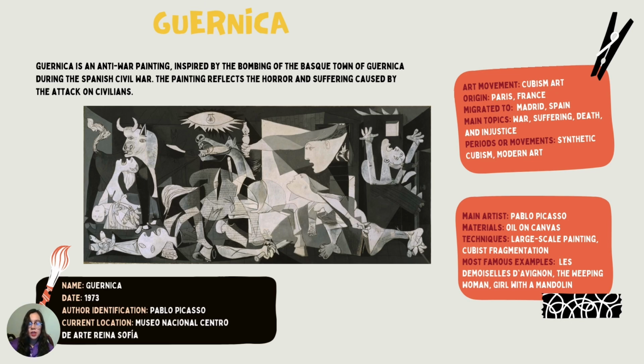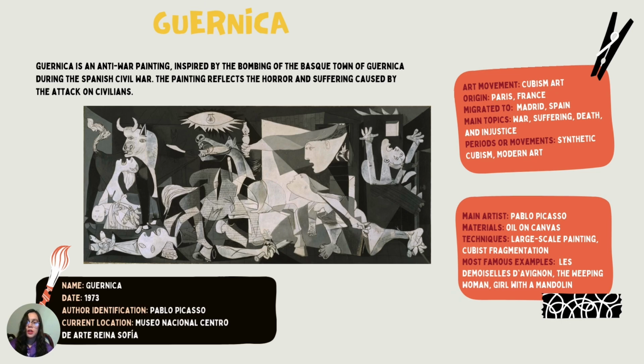And as you can see, its name is Guernica. It was created in 1937 by Pablo Picasso. Right now, we can find it in el Museo Nacional Centro de Arte Reina Sofía. The art movement is Cubism. It was created in Paris, France, and the main topics are war, suffering, death, and injustice. And the periods or movements are synthetic cubism and modern art.